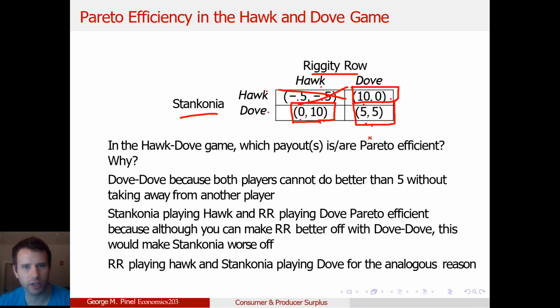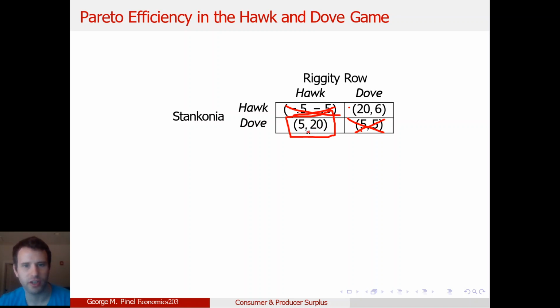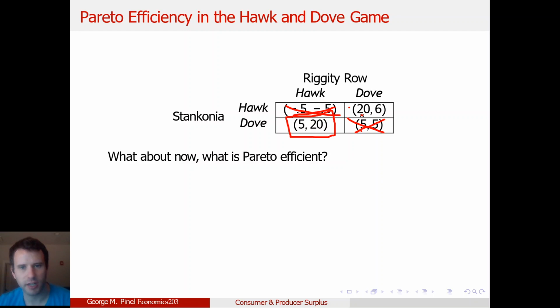Okay, so even though it's Pareto efficient here, because this is now greater than or equal to 5, this is no longer Pareto efficient. Same thing here. This one here is now greater than or equal to 5 as well. And then what about this one, hawk dove? If I want to make Riggedy Row better, I can go to this allocation. But in doing so, I would harm Stankonia. So I can't make either player better without hurting another player. So this one is Pareto efficient.